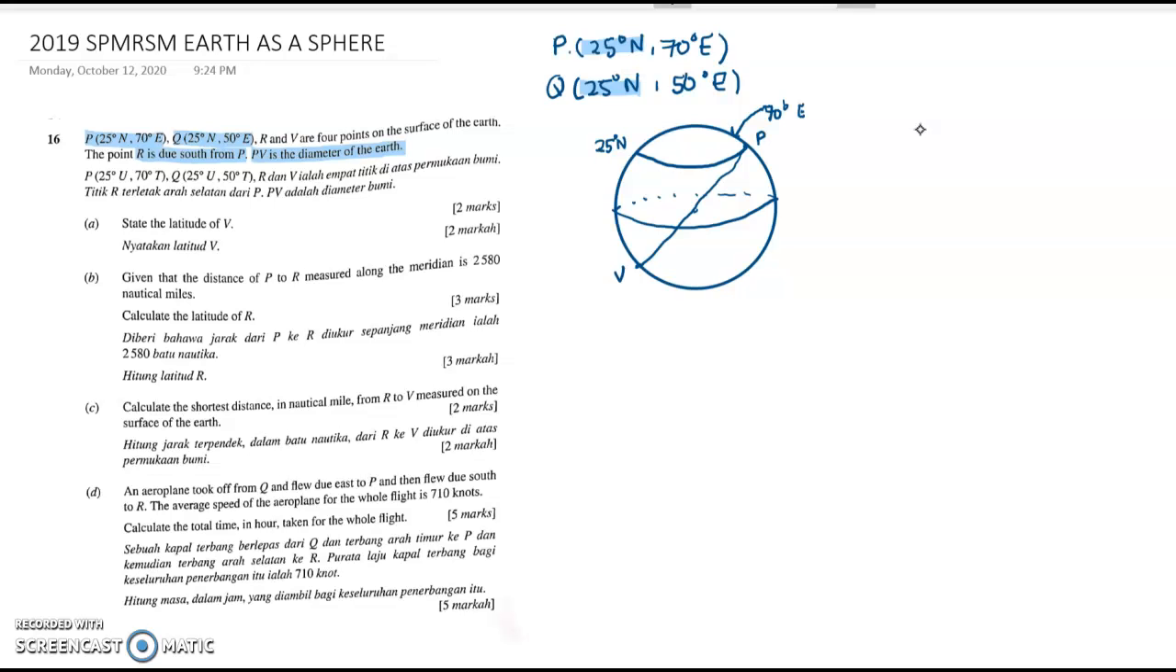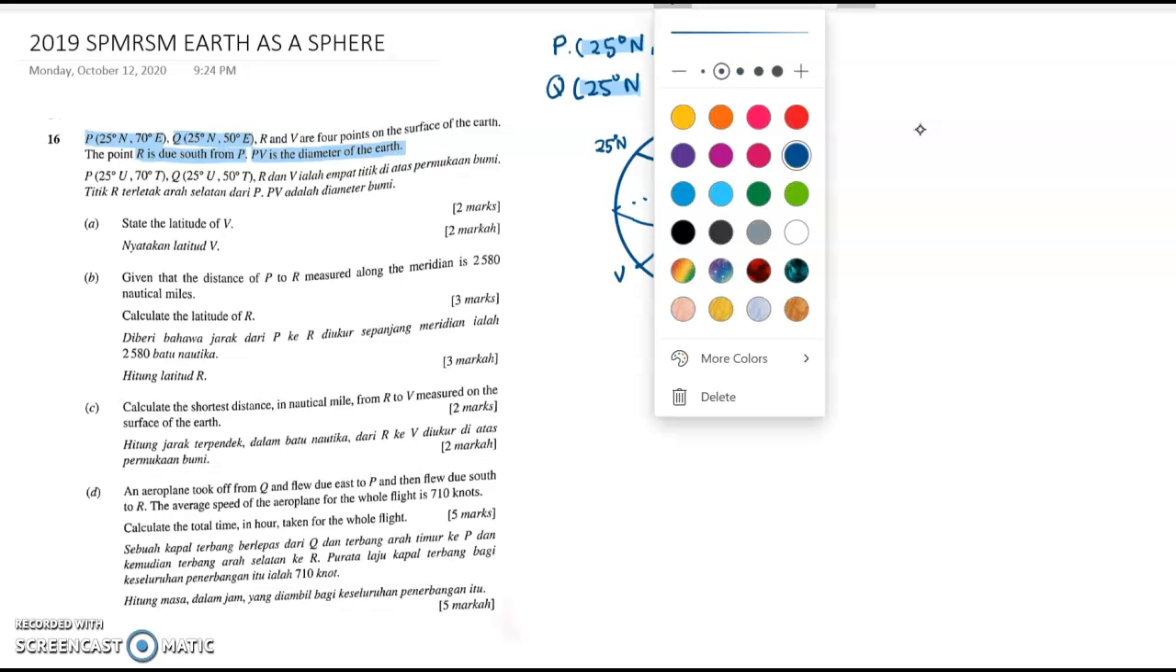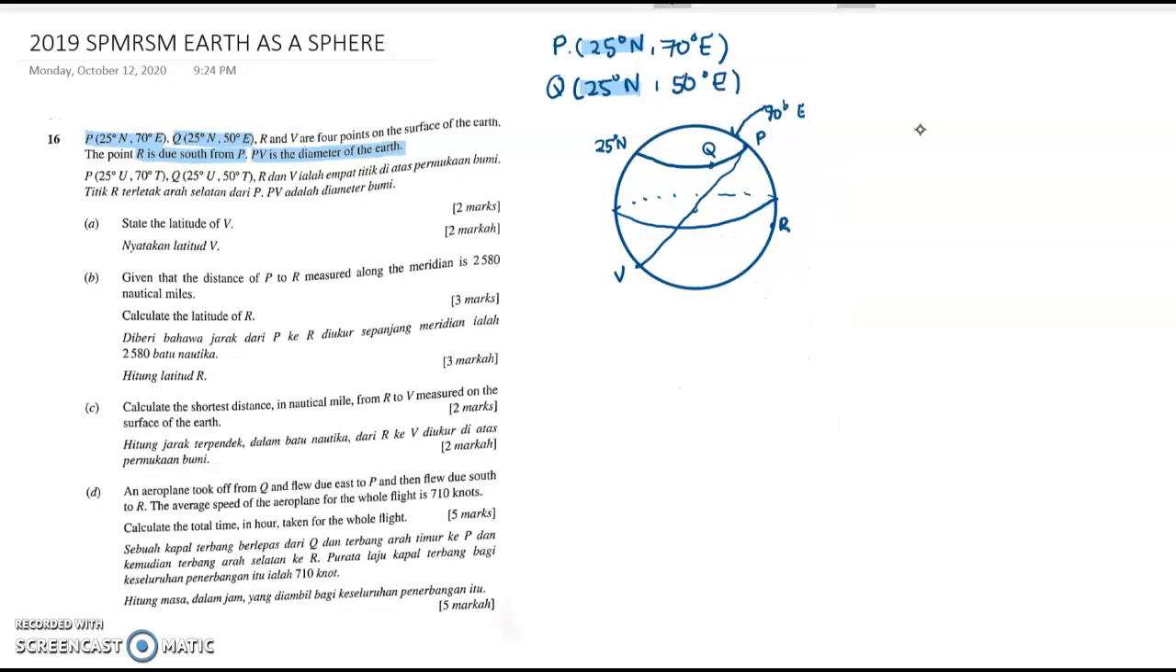Then R is due south from P, so we know that R is somewhere to the south. Let's say it is here. It's just our random guess. And we have Q, which is somewhere to the west of P. Alright, so let's get started. Now, let's solve for A.